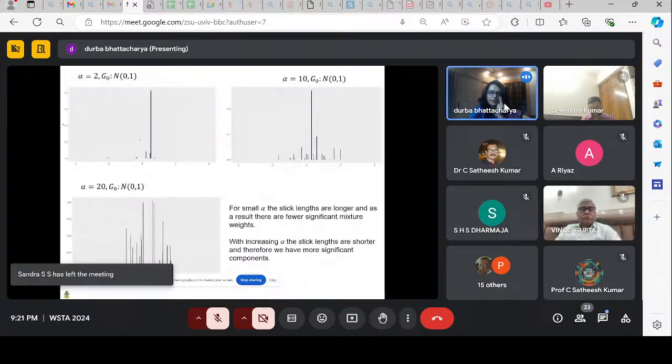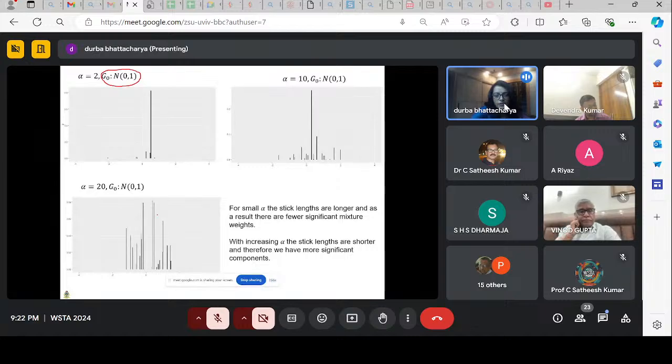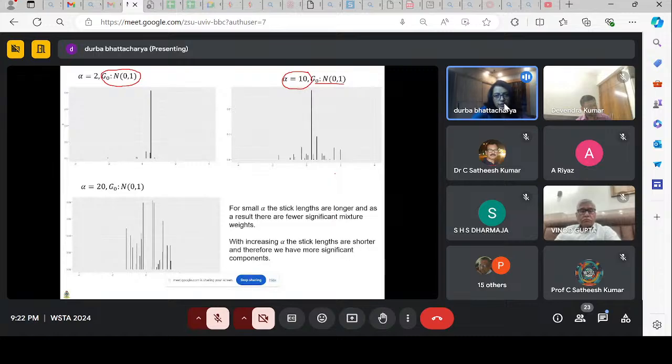So I've used R to generate these distributions. You can see G naught, the base probability measure, I have taken as normal(0, 1), and alpha I have taken to be 2. So we can see that for small alpha, the stick lengths are longer. So as a result, what will happen? There are fewer significant mixture weights, right? And as I keep on increasing alpha, the base measure remaining the same, we can see that the stick lengths are shorter, and therefore we have more significant components spread over the entire range. So with alpha equal to 20 and the same base measure, we have more significant probability.